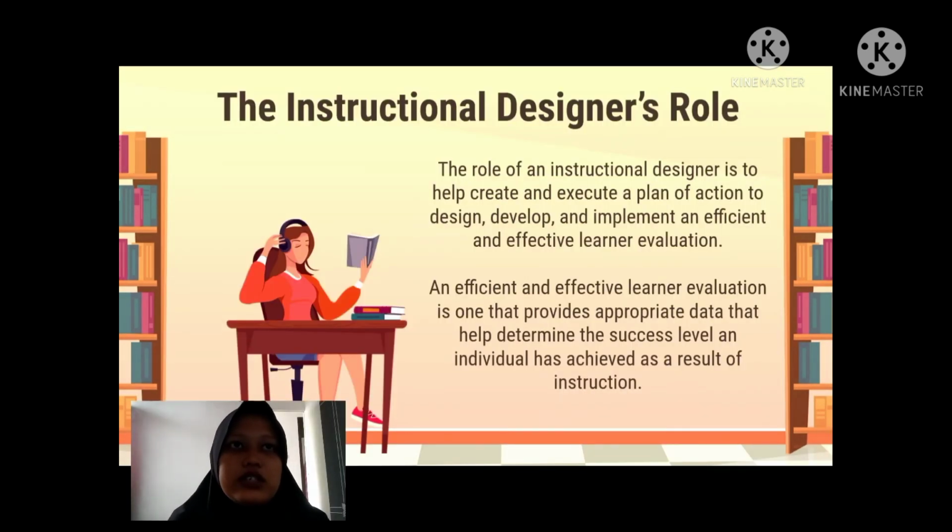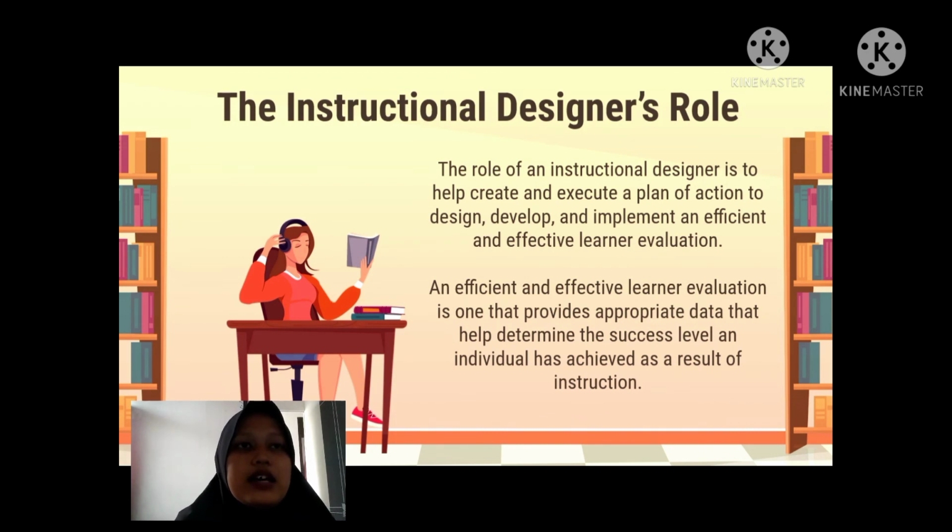The instructional designer's role. The role of an instructional designer is to help create and execute a plan of action to design, develop, and implement an efficient and effective learner evaluation. An efficient and effective learner evaluation is one that provides appropriate data that help determine the success level an individual has achieved as a result of instruction. This plan of action should include the following elements.